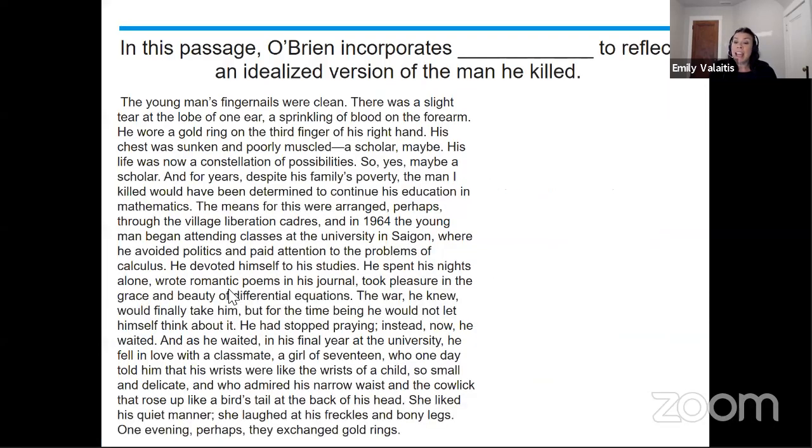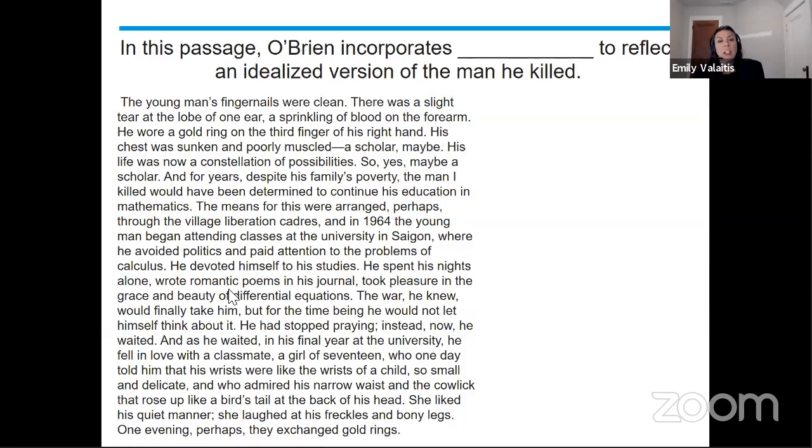For the practice, I asked students to read a fantastic passage from The Things They Carried, from the chapter titled The Man I Killed. For the task, I gave the students a topic sentence because I wanted them to practice identifying and selecting evidence that really supports that idea. In this case, students were asked to find evidence that Tim O'Brien incorporated to reflect an idealized version of the man he killed. Then I gave them a series of questions to help guide their reading.